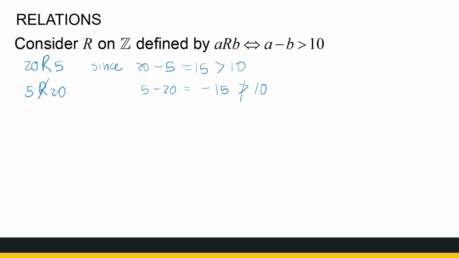So here I used one counterexample. There are an infinite number of counterexamples you can come up with. We just need one. So 20R5, 5R20 doesn't work. So 20R5 is true, 5R20 is not true. So that means that R is not symmetric.